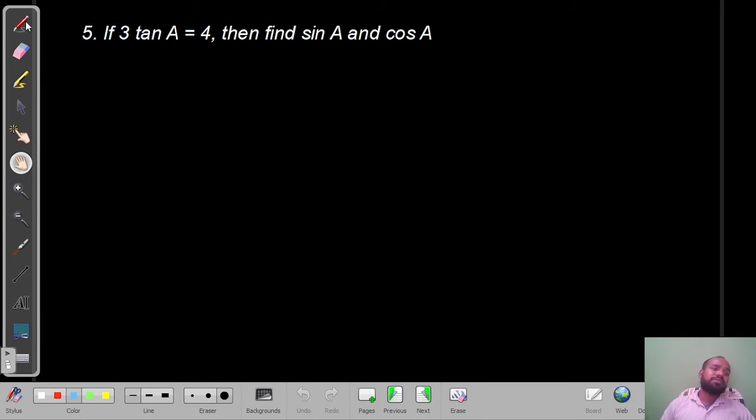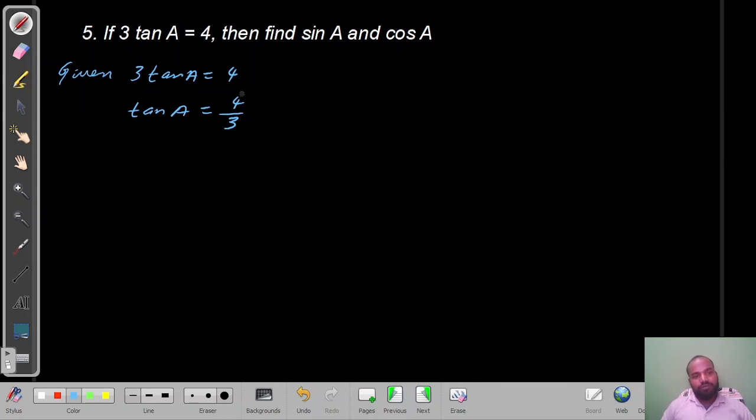So our next problem is what? If 3 tan A equals to 4, then find sin A and cos A. Given 3 tan A equal to 4, tan A equals to 4 by 3. Okay, this is important. Tan A equal to 4 by 3.